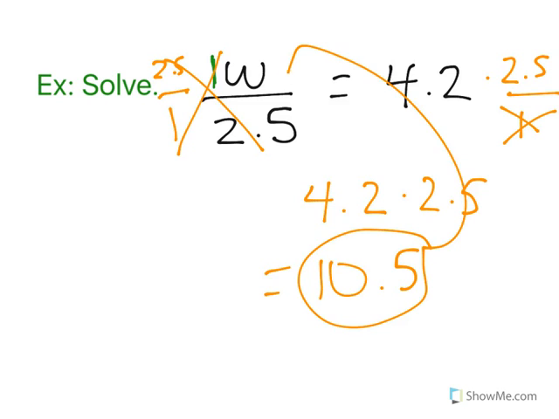Again, plug this back in. So you have 10.5 divided by 2.5, and that's going to equal 4 2/10, so that checks out.